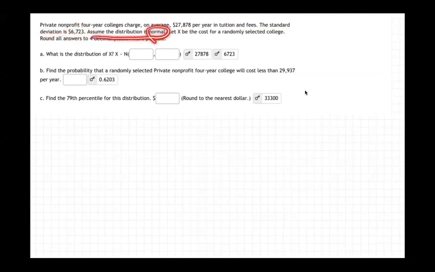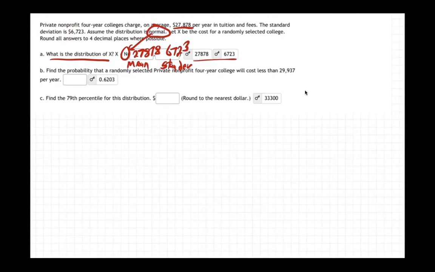Assume the distribution is normal. That is our key word for the day: normal. What is the distribution? What they want here is for you to put the mean and the standard deviation, because you're saying it's an N, for normal distribution, whose mean, whose middle, is right there. So that's going to be 27,878. And the standard deviation is 6,723, as you see in those answers there.